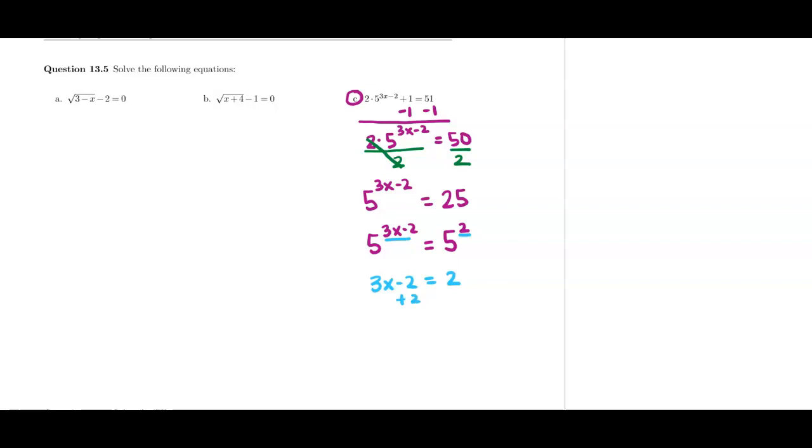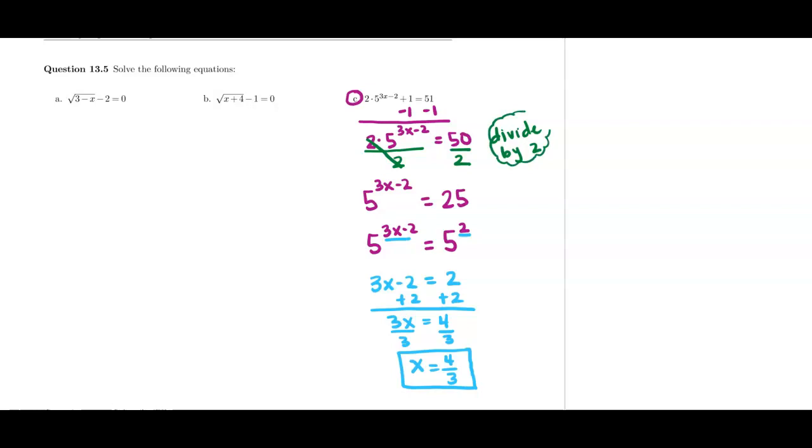Let's add the 2 over. So we get 3x equals 4, and then divide by 3. Okay, so x is going to equal 4/3 on this one. Okay, is everybody with me understanding why we needed to divide here rather than do the multiplication? I'm going to actually write that out here so we remember on the step we needed to divide by 2.